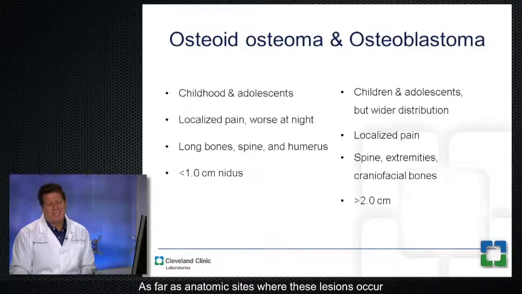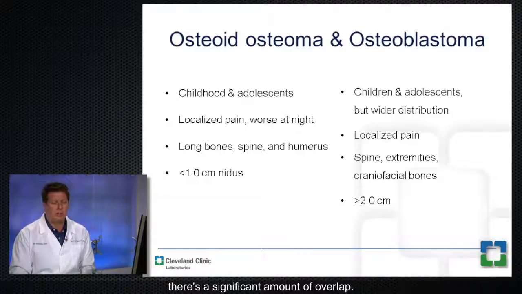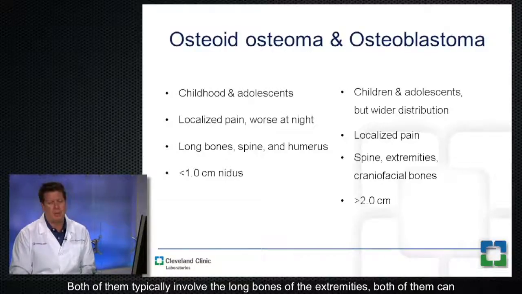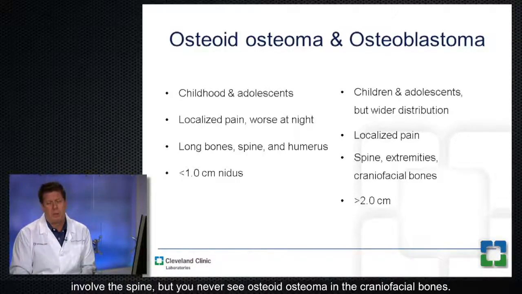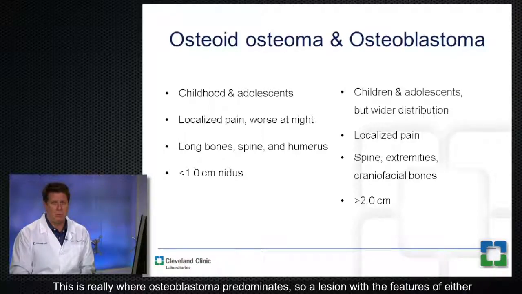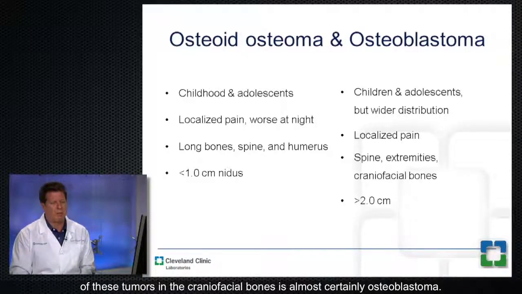As far as anatomic sites where these lesions occur, there's a significant amount of overlap. Both of them typically involve the long bones of the extremities. Both of them can involve the spine. But you never see osteoid osteoma in the craniofacial bones. This is really where osteoblastoma predominates. So a lesion with the features of either of these tumors in the craniofacial bones is almost certainly osteoblastoma.